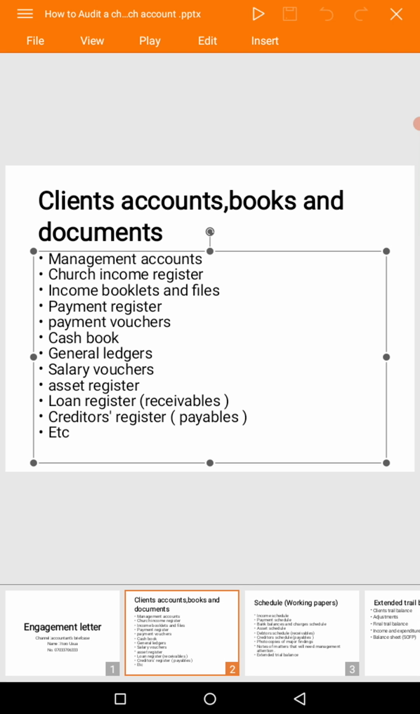It's just to look for those transactions, those businesses that go on in the church, and then you expect that they will be registered in a payment register and totaled on a monthly basis.